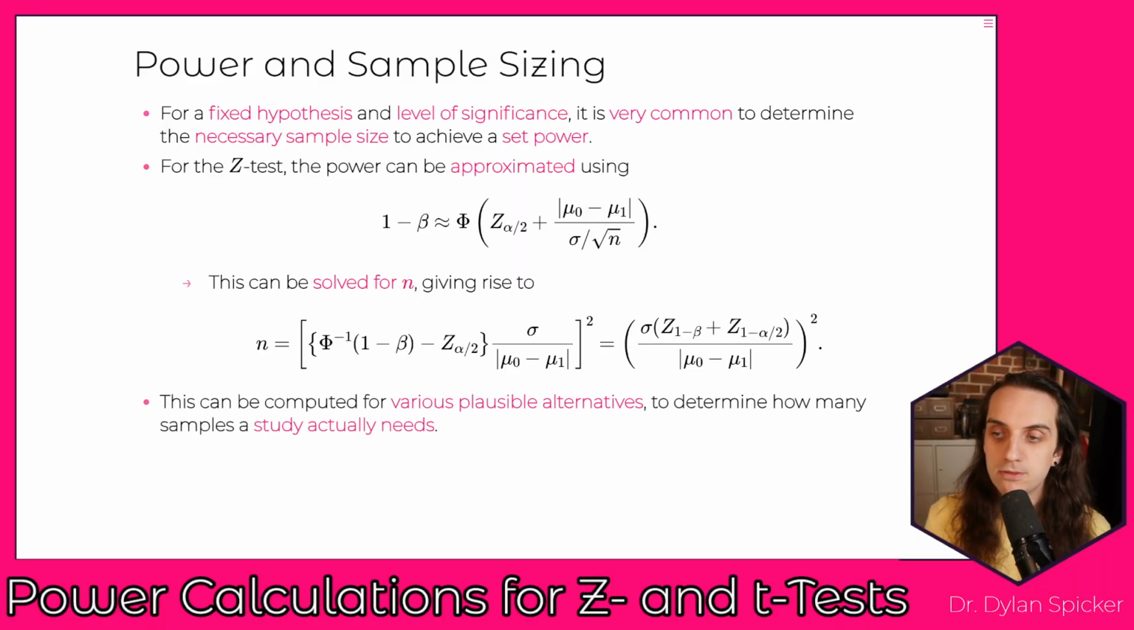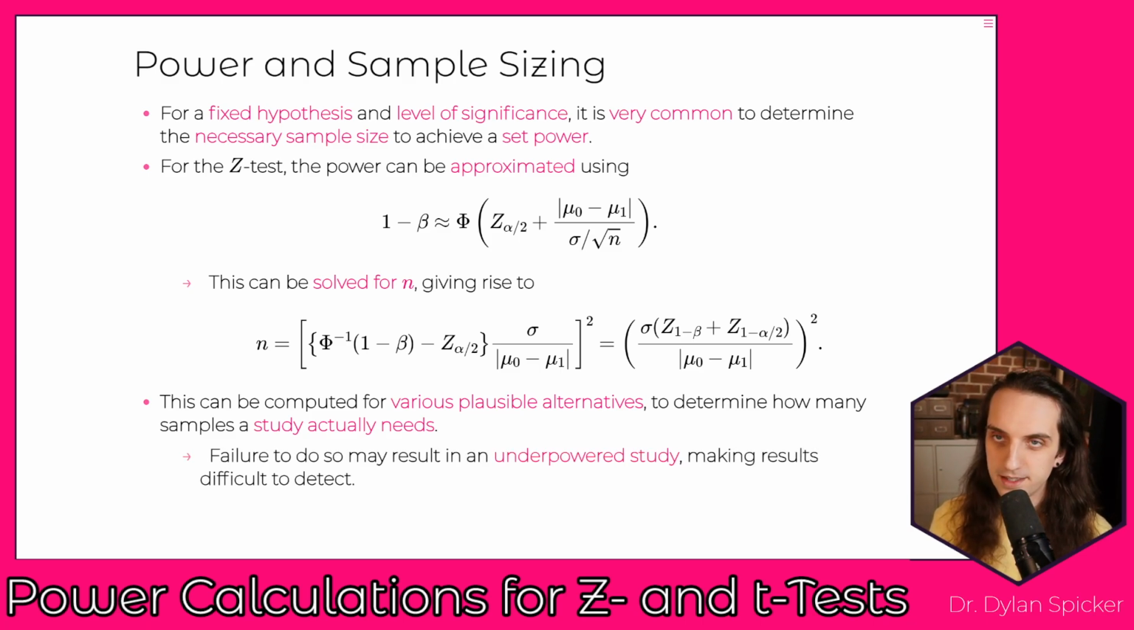And so if you compute this for plausible alternatives, then you can determine how many samples your study would actually need in order to achieve some set power. Now, if you do not actually calculate how many samples you need to achieve a power, then you might end up with an underpowered study. Right? If you have an underpowered study, then that's going to make actual true results difficult to detect. Okay? And so it's really important to make sure that your study is sufficiently powered. If it's not, you're going to run into big problems trying to put it into practice.